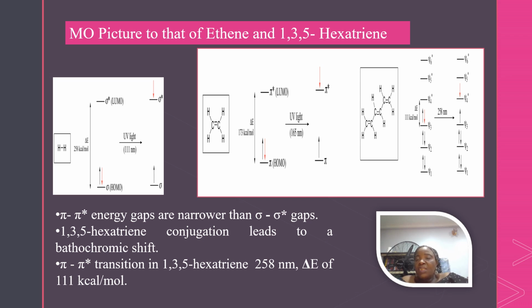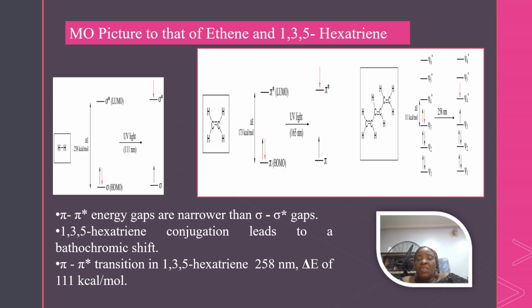As conjugated pi systems become larger, the energy gap for a pi-pi transition becomes increasingly narrower, and the wavelength of light absorbed correspondingly becomes longer. The absorbance due to the pi-pi transition in 1,3,5-hexatriene, for example, occurs at 258 nanometers, corresponding to a delta E of 111 kilocalories per mole.